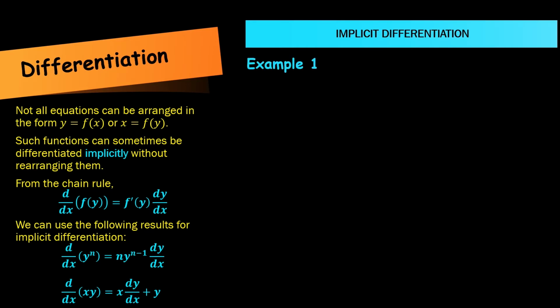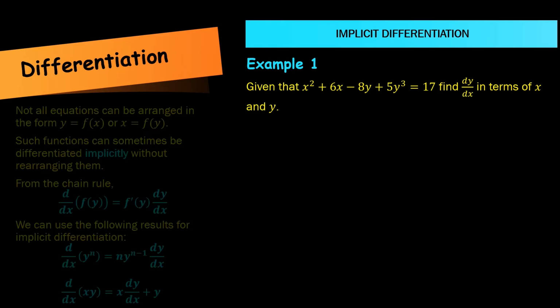Let's now take a look at an example. Pause the video and have a go. Press play when you're ready to view the solution. In this example, given that x squared plus 6x minus 8y plus 5y cubed equals 17, find dy dx in terms of x and y.